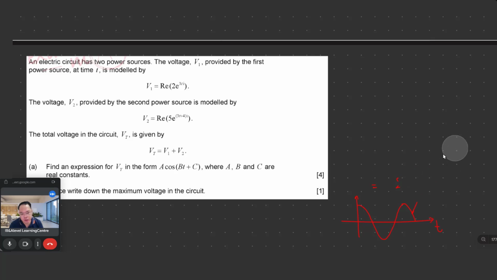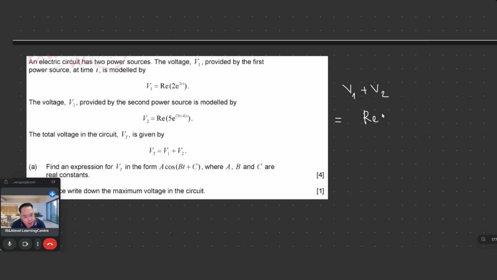To find the total voltage, the sum of the two alternating currents V1 and V2, there are two methods. The first method is that we simply add the real parts of the two complex numbers in exponent form. Let me write from the beginning. V1 plus V2 is equal to 2, just take the real part.